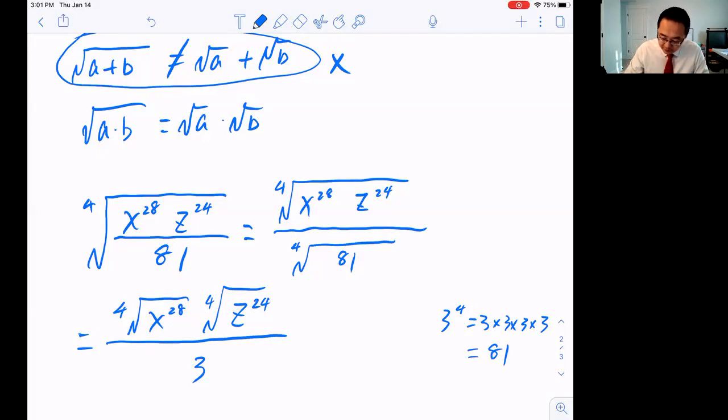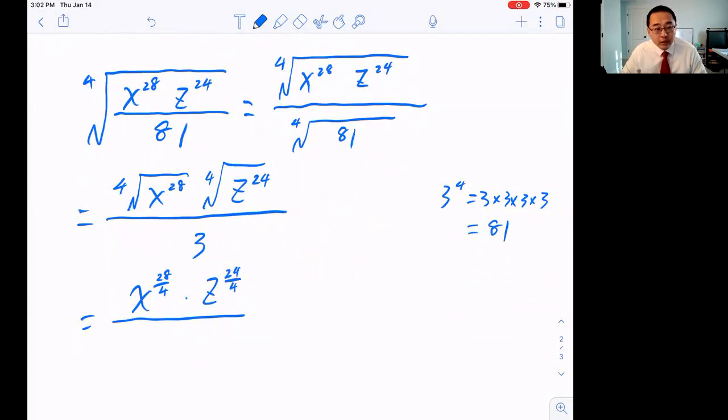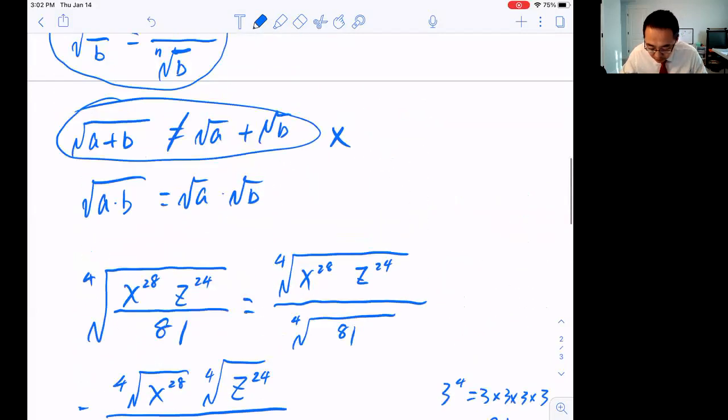the fourth root of x to the 28th equals x to the 28th divided by 4. That's what the fourth root of x to the 28th is, right? Times z to the 24 divided by 4. Okay, so when you take a root of something, let's see, is there a rule right there? Let's see.